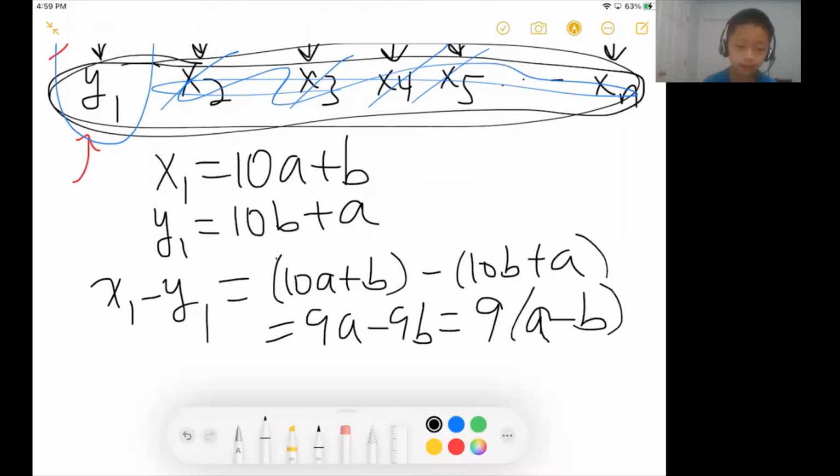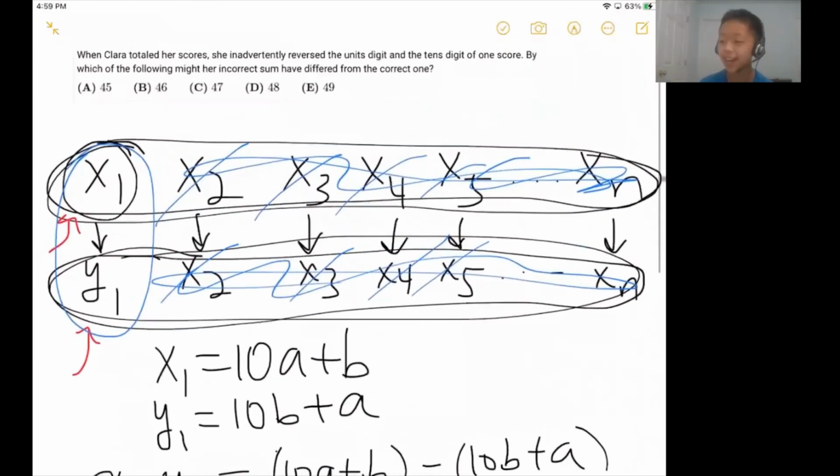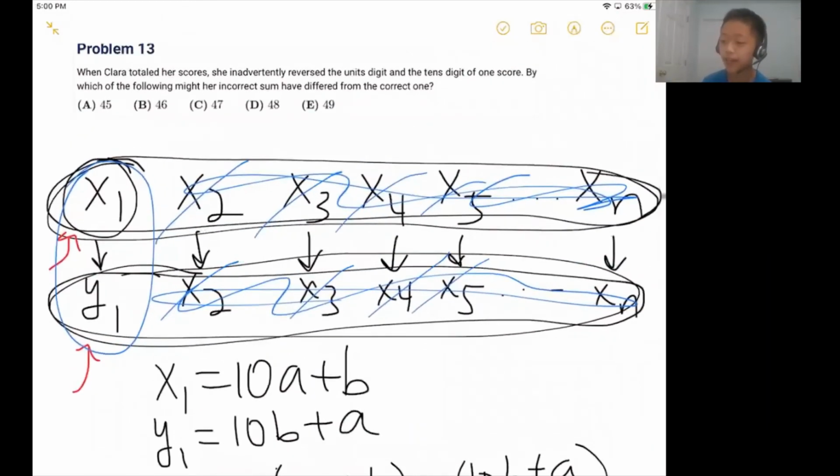The important thing about this is that it might not look very interesting, and it might not seem very useful, because we're given only one equation, X1 minus Y1 is 9 times (A minus B), but we have 4 variables. So we might panic, but no, because we have to read the question. The question says, by which of the following might her incorrect sum have differed from the correct one? Notice that it's not asking you to find the exact difference. They're asking which of the following is a possible difference. They like to do that with multiple choice questions like this one.